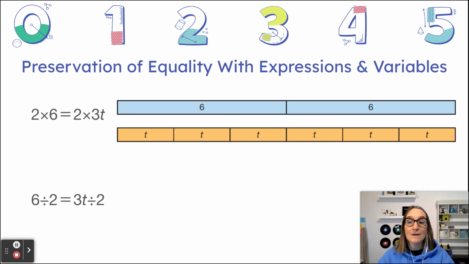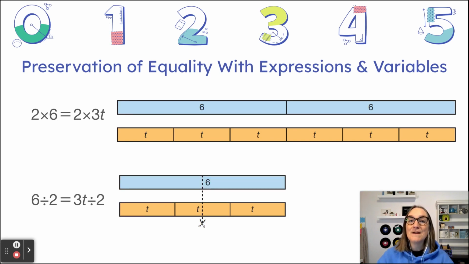How are we going to model 6 equals 3t when we divide both sides by 2? So 6 divided by 2 equals 3t divided by 2. And here's how we model that using number strips. All right, so we have our original 6 equals 3t, and we're using that dotted line again to indicate that we would cut this exactly in half and split them apart. That is how we divide by 2. And the most important thing is that both sides are still equal.